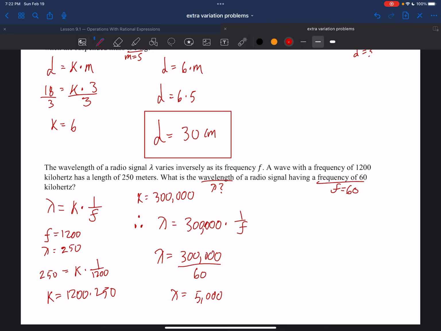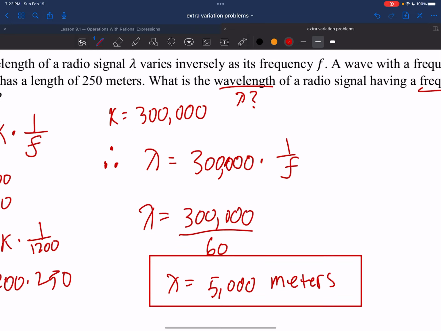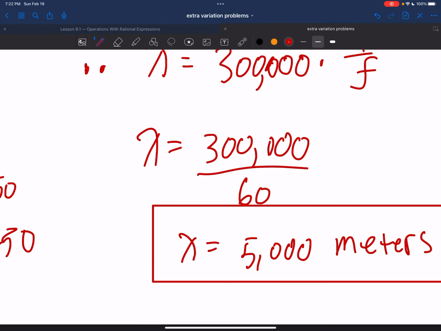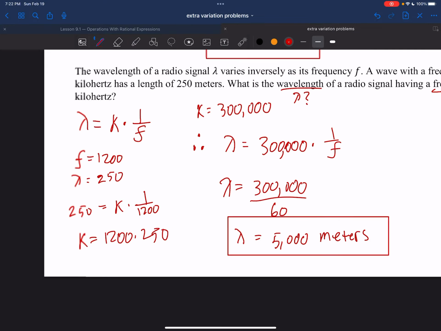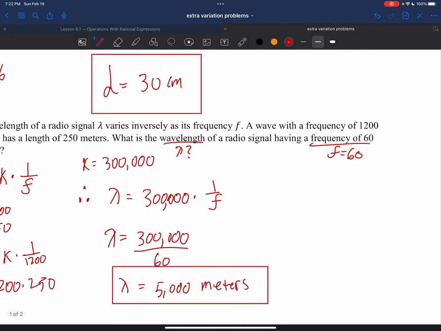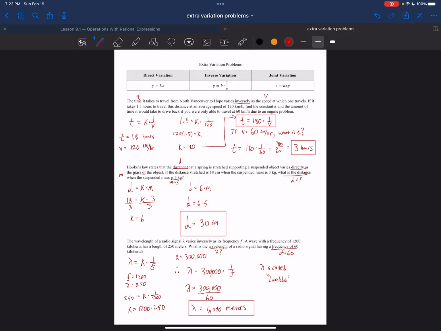What were the units for our wavelength? Meters. So it's meters. Done. Yes. And by the way, that symbol is called lambda. Okay. So you see, it looks like that. Okay, that's lambda. Greek symbol.